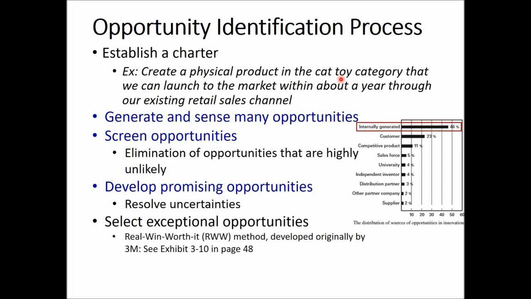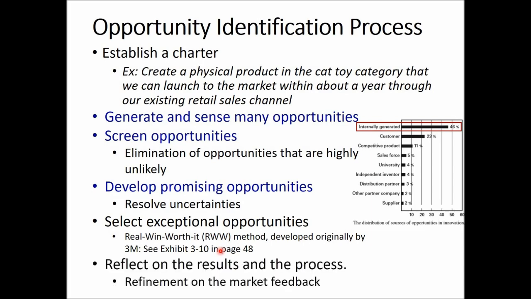There are techniques for that. If you refer to page 48 of textbook number 1, exhibit 3.3, you will see a method called the RWW method. You could use that method to select exceptional opportunities for you. And then you'll have to, of course, get feedback from the market or the customers and refine the selected exceptional opportunities to make them better.